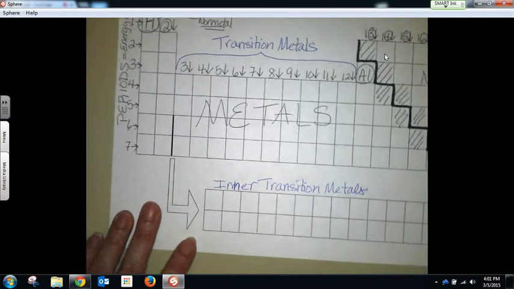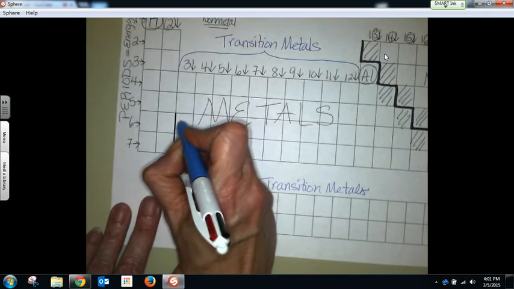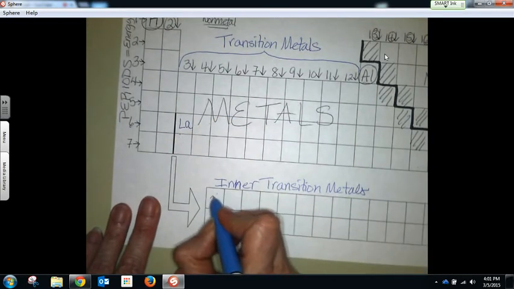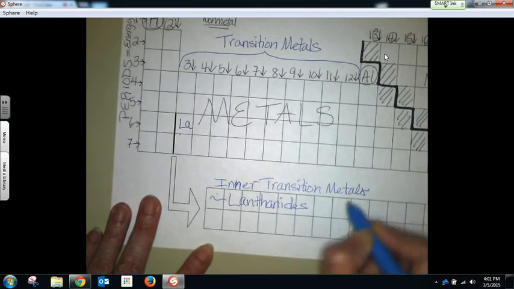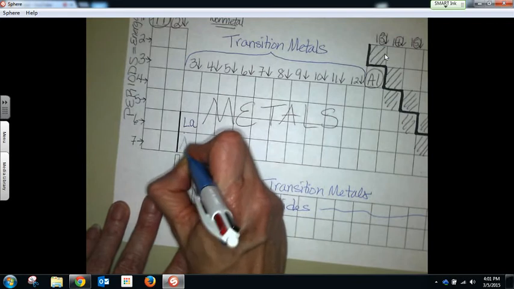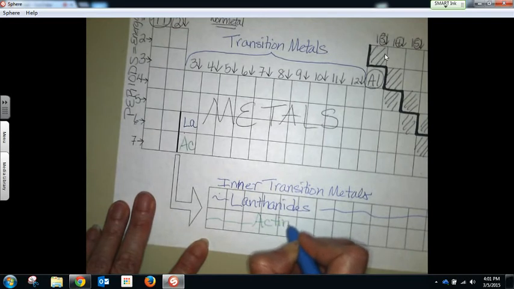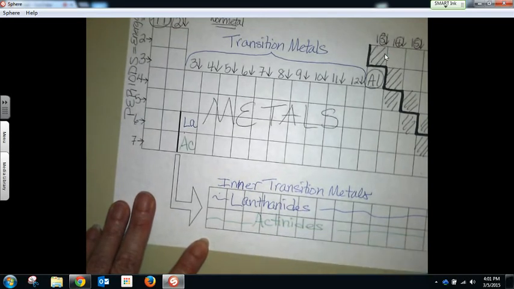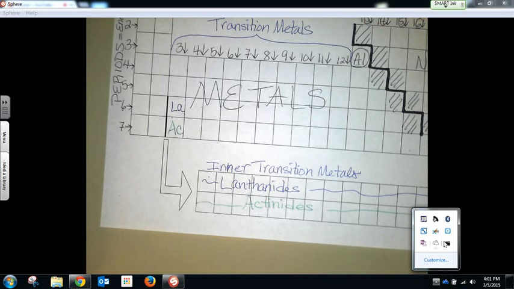And they have names. This top row, because this element right here is lanthanum, these are called the lanthanides. And right below it, we have actinium. And so this row are called the actinides. Okay. We're going to stop there for a second, make sure you have everything.